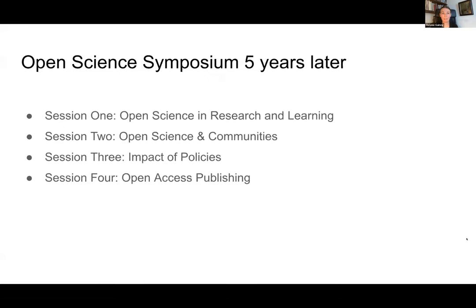So we are 5 years out from our very first Open Science Symposium, and it's actually really interesting to look back at that initial program and see what has happened with open science in the meantime and what topics we've discussed over the years. I'm just going to give a brief summary of the sessions today and how it fits into the context of our other symposia. Session one will be talks about a few fairly new initiatives here at Carnegie Mellon that center open science in research and learning. Session two will be about the intersection of open science and communities.